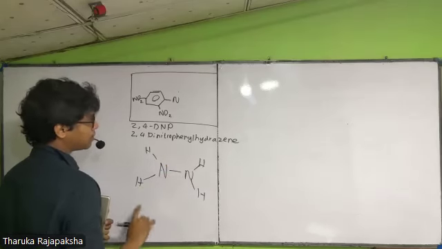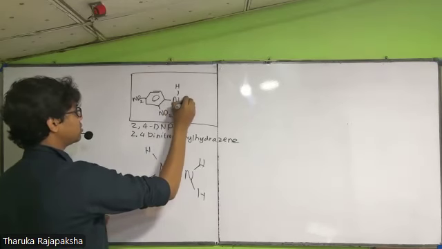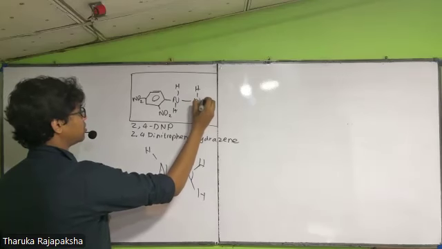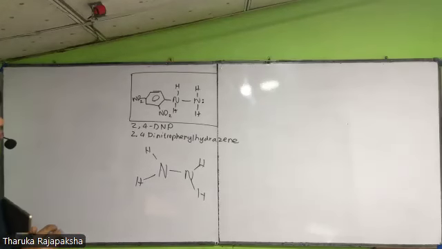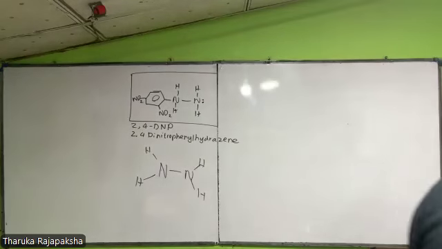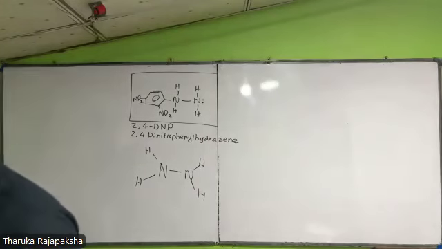Now we have the molecule there. So hydrogen, hydrogen, hydrogen, hydrogen. When we have a molecule like something like this, this is 2,4-DNP. Draw this. Put a box, then draw this. This is 2,4-dinitrophenyl hydrazine, or you call it 2,4-DNP.